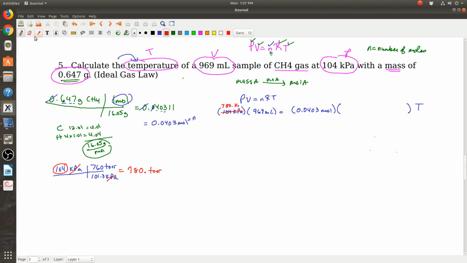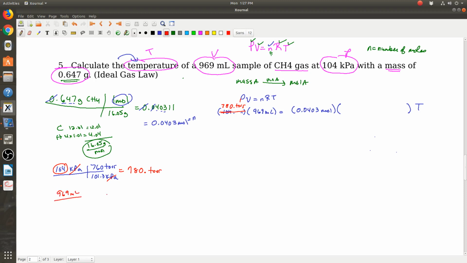I almost write kilopascals again. Let's erase that. Wow, made a mess, didn't I? 780 dot torr, and that one went away. Okay, that was my first conversion. And then milliliters needs to turn to liters, so that's easy.